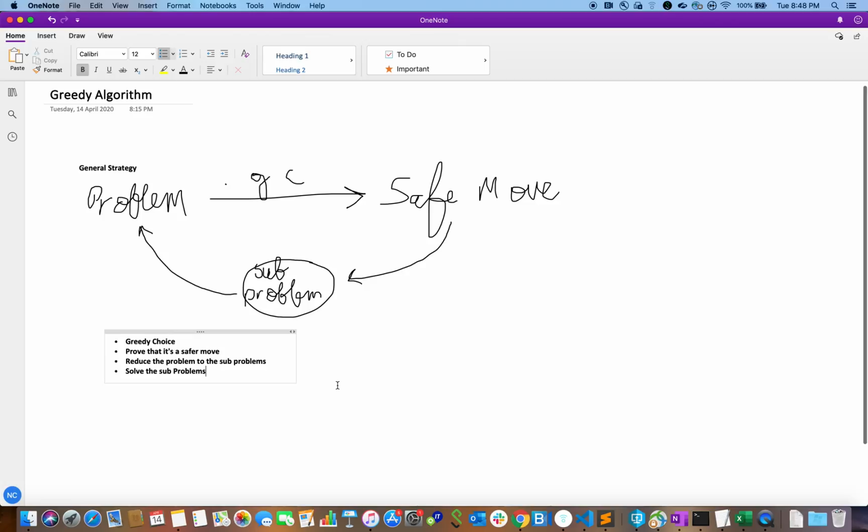So now let's look at an example of how it works. Let me have a question in order to illustrate it.